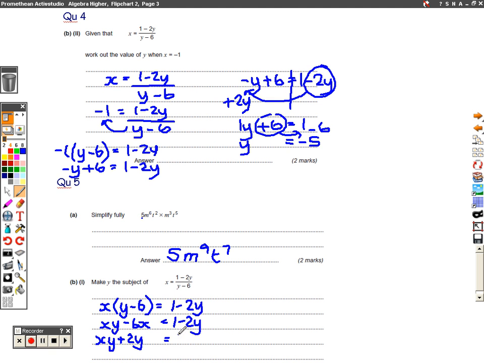Okay, we're now at the stage where we could factorise this. So y could come outside the brackets times x plus 2. And then if I move my x plus 2 across, it becomes divide by, so we're left with y is equal to 1 plus 6x, all divided by my bracket from over here, x plus 2.